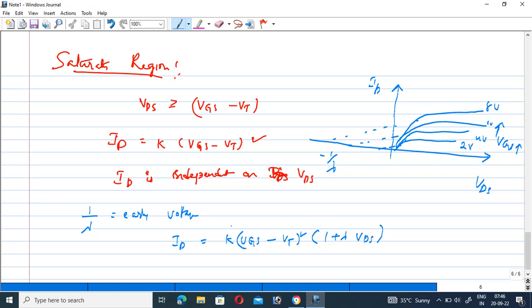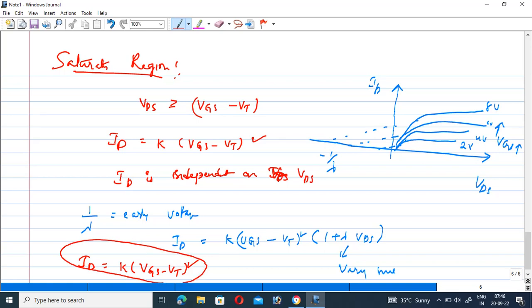As this VDS value is very small, therefore it is neglected here. Lambda is also very small, so it is neglected. Therefore finally we have an equation, that is ID is equal to K times (VGS minus VT) whole square. This is the final equation for the saturation region.